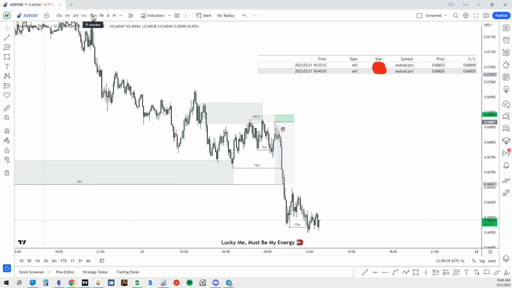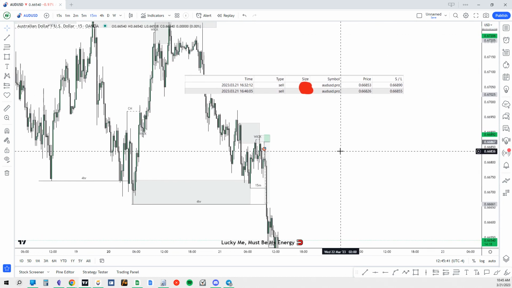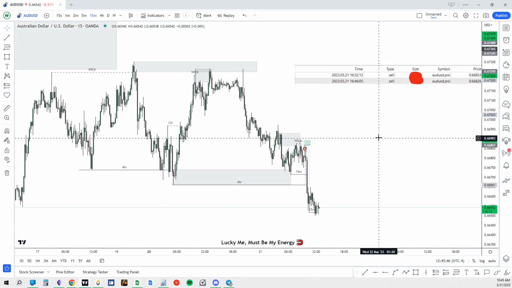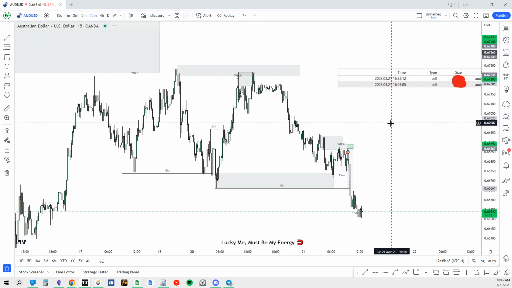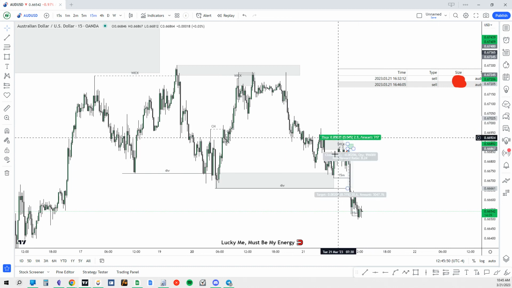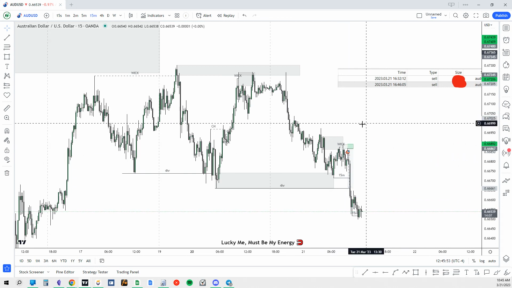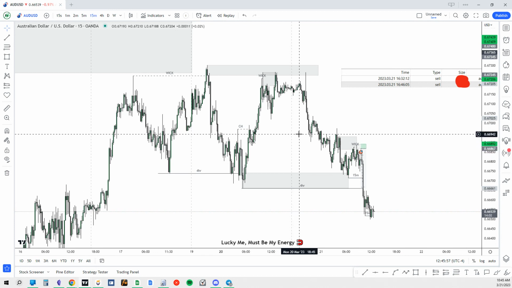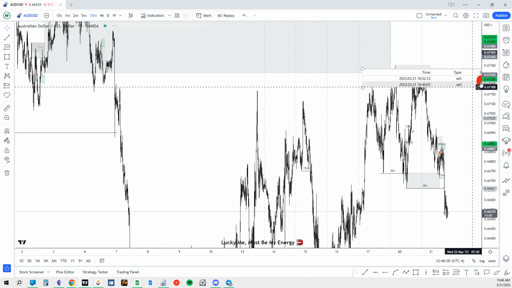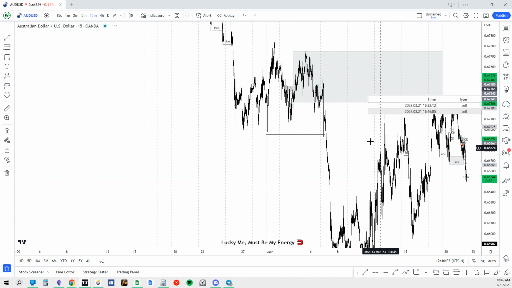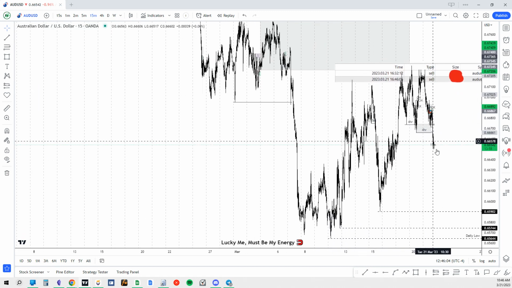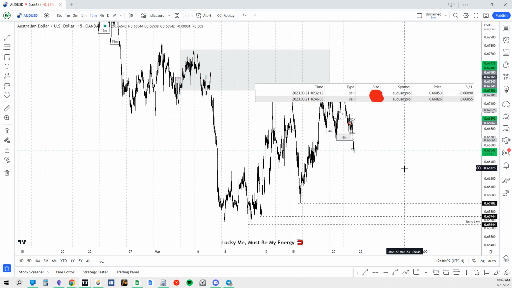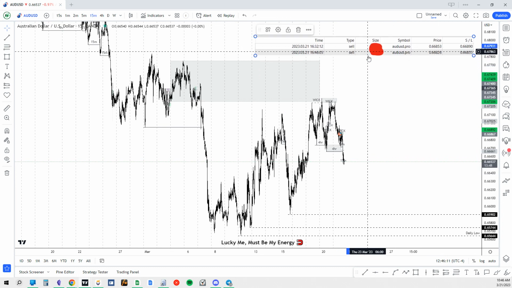In order to do that, I'm going to back up a little bit in time and show the framework behind why I was placing this trade and why I was watching this area. First of all, the Australian dollar is, in my opinion, getting ready to continue a bearish downtrend on the higher time frame.